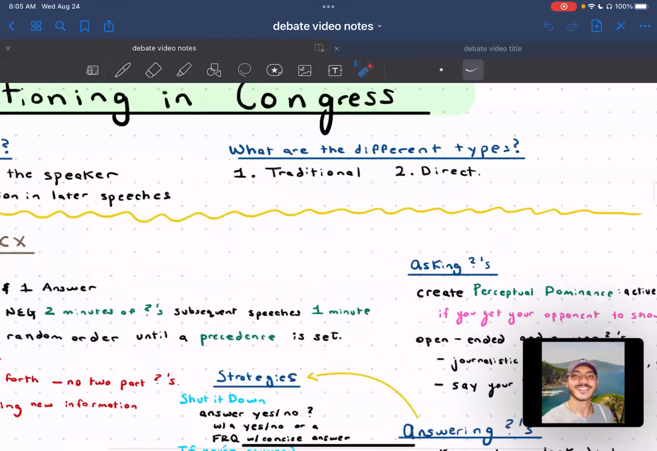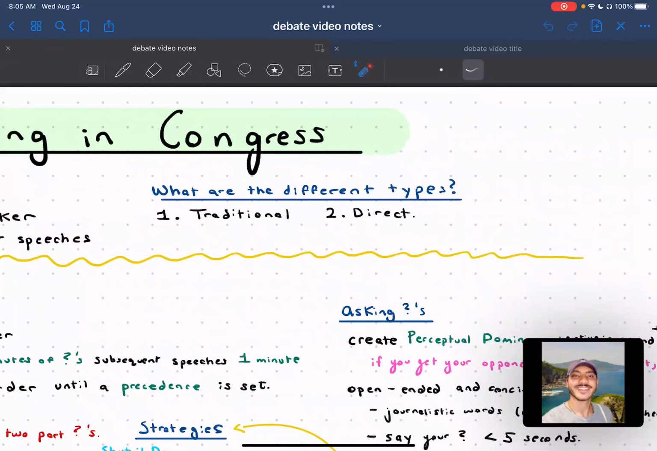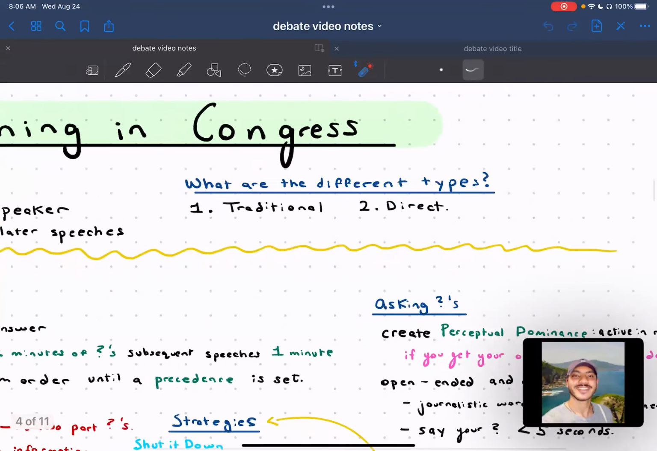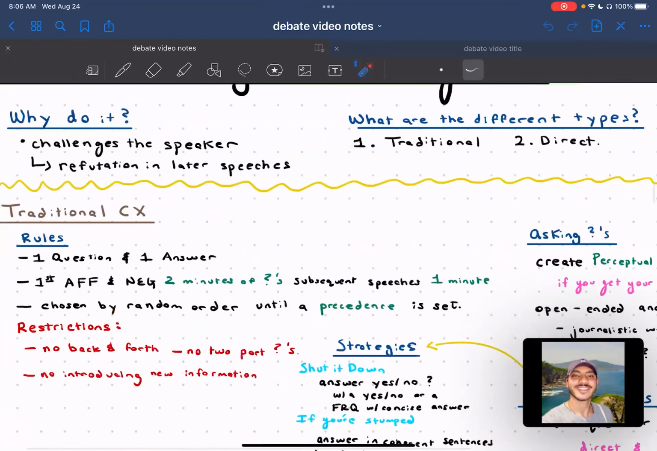But now that we know why we do this activity or this questioning period in Congress, what are the two different types? Well, there's first traditional, which is more at local tournaments, and two, which is direct. It's now gaining more popularity and it's more common nowadays. And you'll definitely see it at national tournaments or local final rounds or semifinal rounds. But first, let's start off with traditional CX.